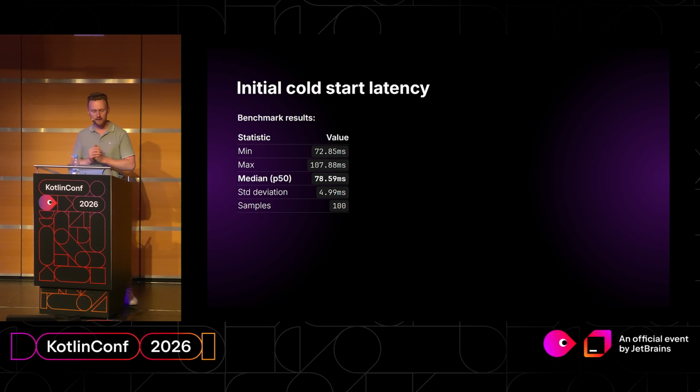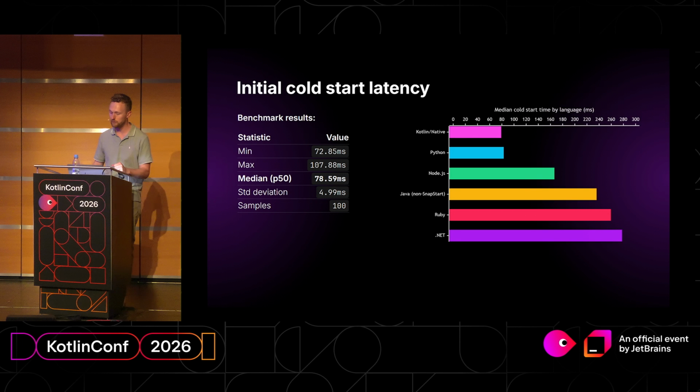But the key metric here from my benchmark script is the median latency. This is the point at which 50% of calls will be under this latency and 50% of calls will be over this latency. So it's a good kind of metric that's a little bit more stable than a straight average would be.